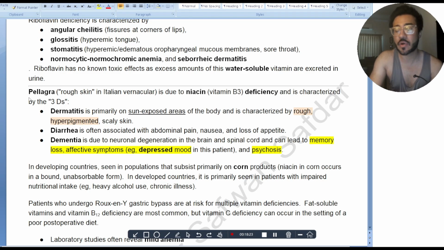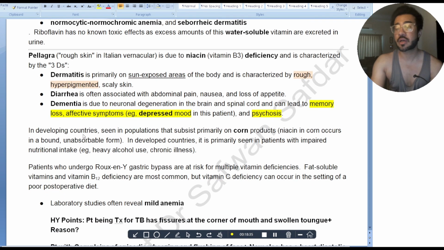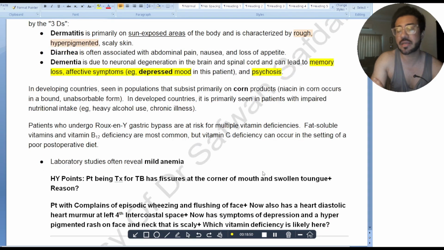And if the patient has carcinoid syndrome, with excess serotonin production, then he can get pellagra. If the patient has a corn based diet, then he can get pellagra. And if the patient has undergone gastric bypass, that also makes the patient prone to deficiencies. Like patients who undergo Roux-en-Y gastric bypass are at risk for multiple vitamin deficiencies, mainly fat soluble, because the acid from the gastric mucosa is required for the absorption later in the ileum.